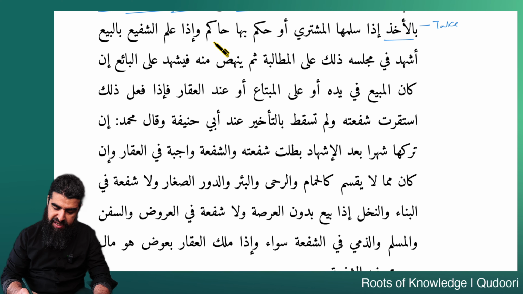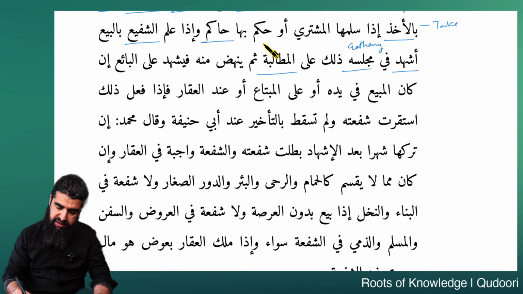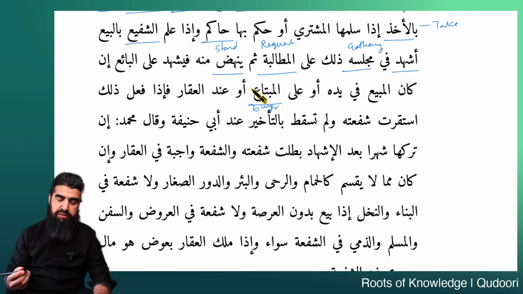Mushtari is a buyer. Hakim is the authority, the judge. Shafi is the one who is taking the right of shuf'a. Ashhadu means I bear witness. Majlis means the gathering. This word has come many times before as well. Mutalaba is demand or request, so to request. Nahada yanhadu is to stand. And then yadihi or al-mubta', meaning the buyer. It's called a mubta', another word for mushtari.